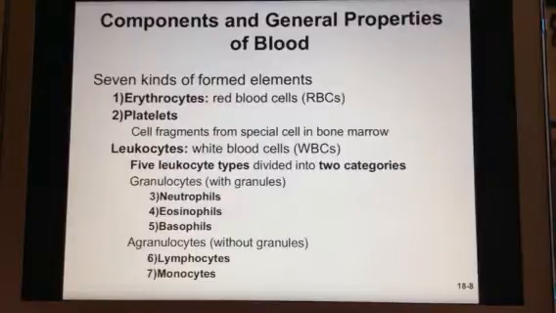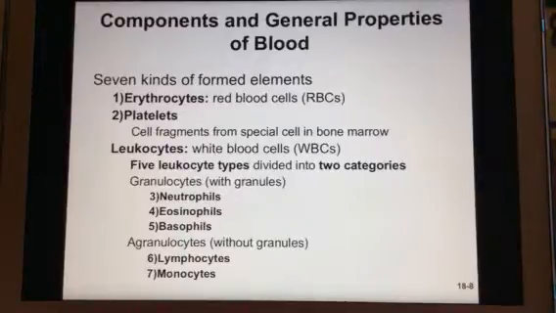Red blood cells, which are called erythrocytes, platelets, which are cell fragments, and then there are white blood cells, but there are 5 different types. So 5 types of white blood cells, and they are divided into 2 categories. The categories are with granules, which are called granulocytes, or without granules, which are agranulocytes, and we'll talk about how to tell the difference there. But then the 5 different types are listed there: neutrophils, eosinophils, basophils, lymphocytes, and monocytes.